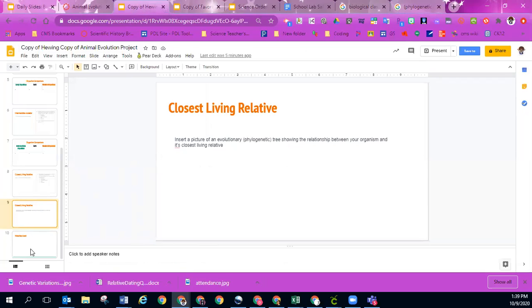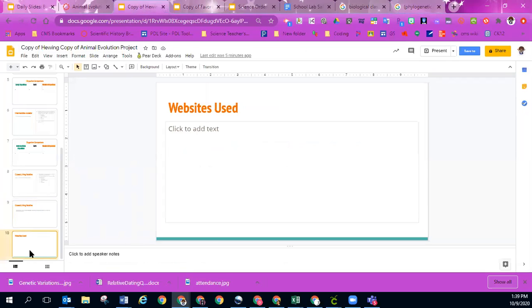Lastly, because we didn't come up with this information off the top of our heads, we have to cite our sources. So you can just type your websites, or copy and paste them right here that you use, so that you give credit to the people that did the investigating for you, so you can do your research.